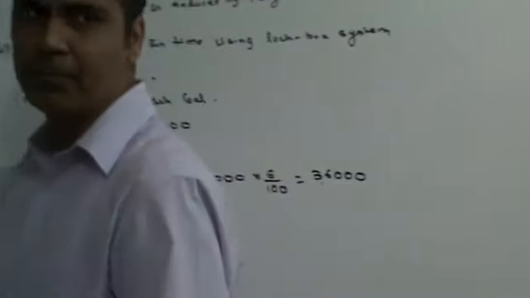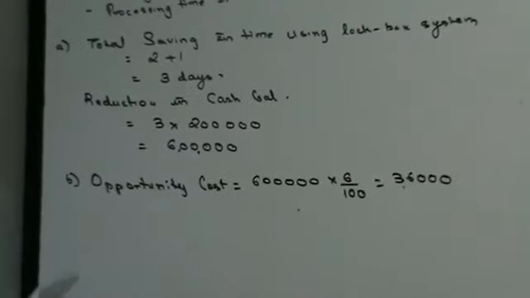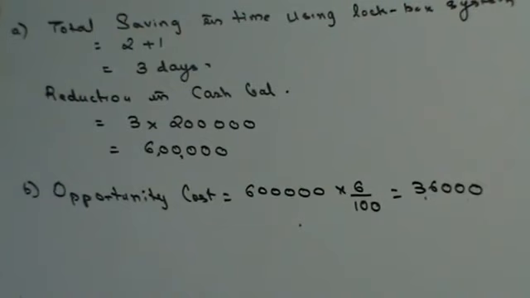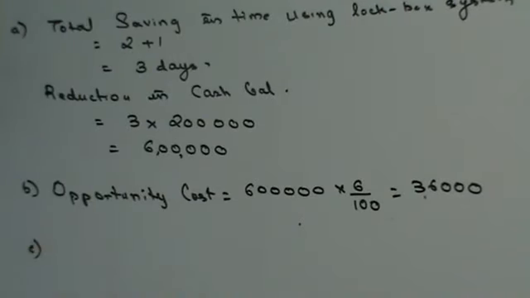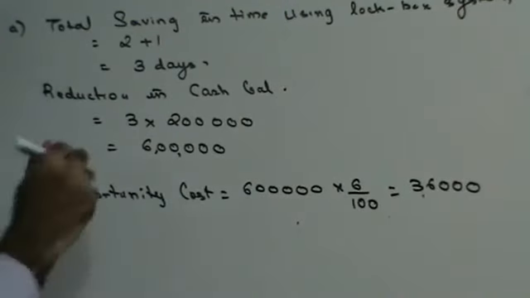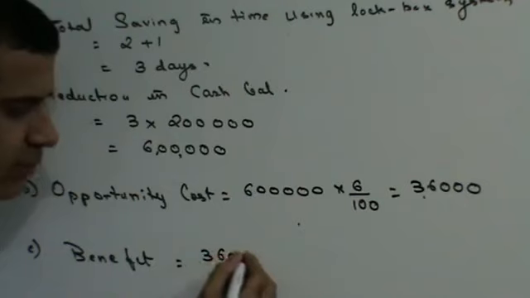Fine, do you get this thing here? So by adoption of the lockbox system, my opportunity cost is 36,000. In simple language, the money that I will earn by using the lockbox system is 36,000. Okay. Now, let's see the C part of the question. They are saying, should the lockbox system be established if the annual cost is 25,000, right? Benefit of adopting the lockbox system is 36,000.